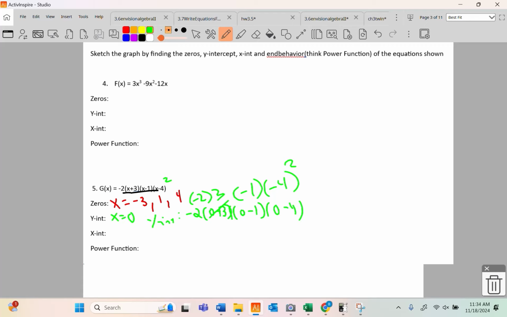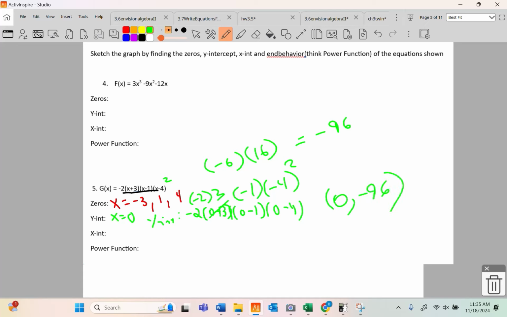Anyways, what's that give you? 22. Okay, this is going to be 16. This is going to be a -6, isn't it? Yeah. So negative 96. The y-intercept is x is 0, the y value is -96.